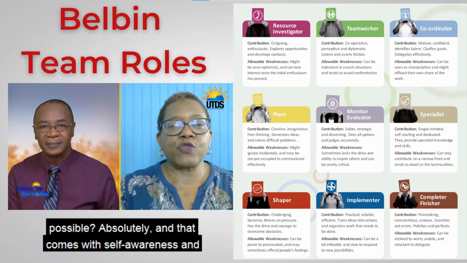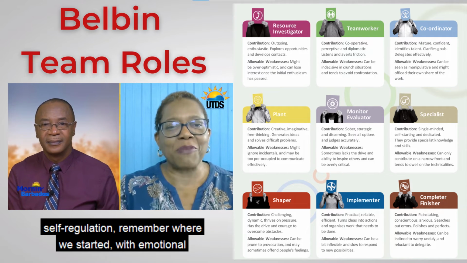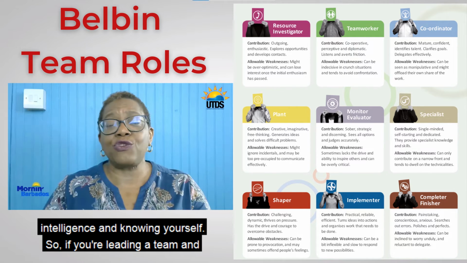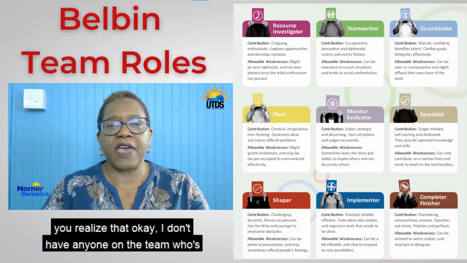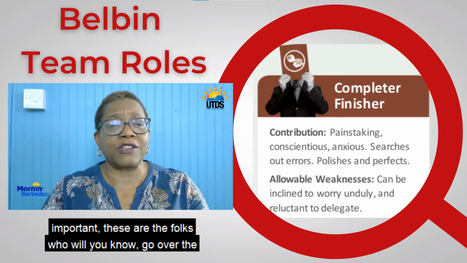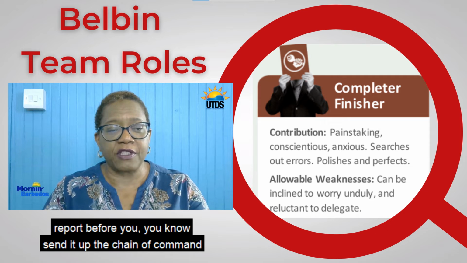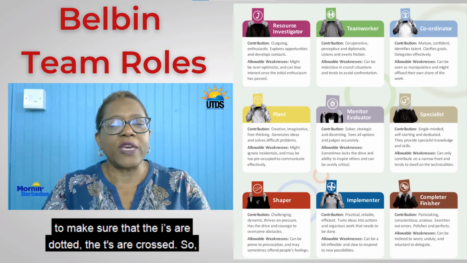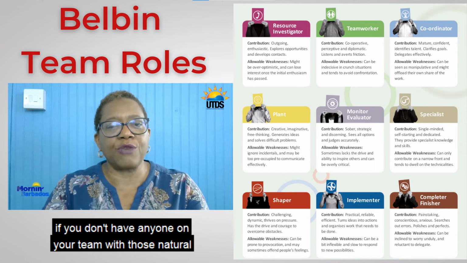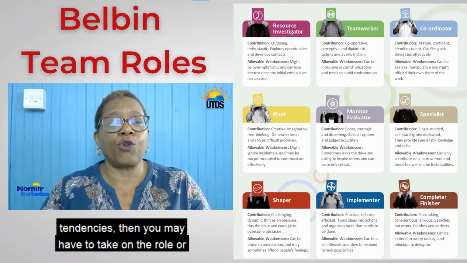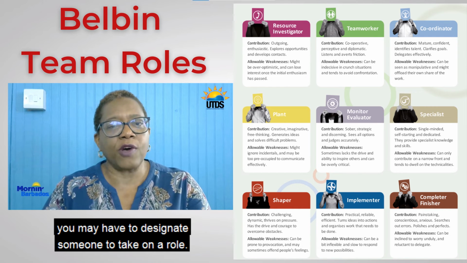Absolutely. And that comes with self-awareness and self-regulation. Remember where we started with emotional intelligence and knowing yourself. So if you're leading a team and you realize that, okay, I don't have anyone on the team who's a completer finisher. And completer finishers are really important. These are the folks who will go over the report before you send it up the chain of command to make sure that the i's are dotted, the t's are crossed. So if you don't have anyone on your team with those natural tendencies, then you may have to take on the role, or you may have to designate someone to take on a role.